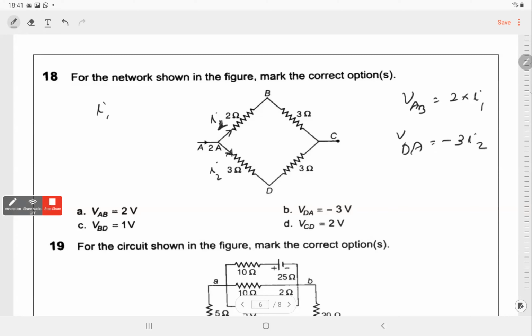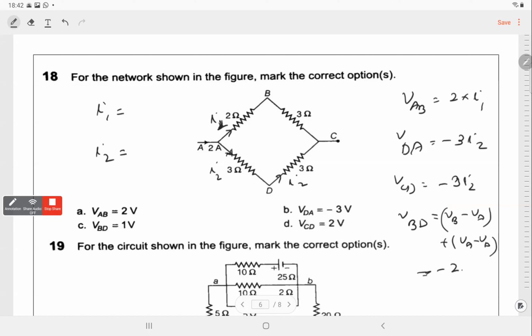So first solve for the value of I1 and I2 and then calculate this potential between CD. Again, it will be -3I2. All these values that we have to calculate and potential of B to D. Potential of B to D के लिए पहले हम करेंगे VB minus VA plus VA minus VD. So VB से VD की तरफ जाओगे ये आ जाएगा -2I1 और A से D की तरफ जाओगे तो +3I2. Solve this.